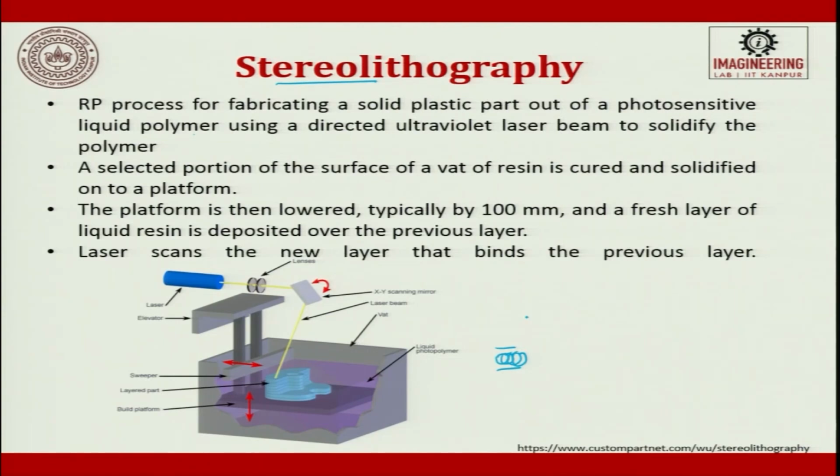A selected portion of the surface of a vat of resin is cured and solidified onto a platform. The platform is then lowered. So, this is a platform. This is lowered by 100 microns. It can be microns, it can be millimeter. Millimeter is large. So, 100 microns, and a fresh layer of liquid resin is deposited over the previous layer. The laser scans the new layer that binds it with the previous layer, and in this manner you use the stereolithography process to develop solid models.